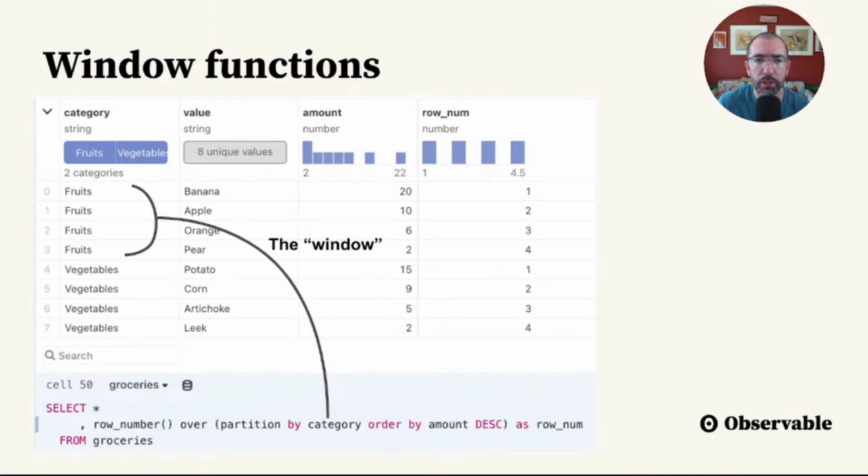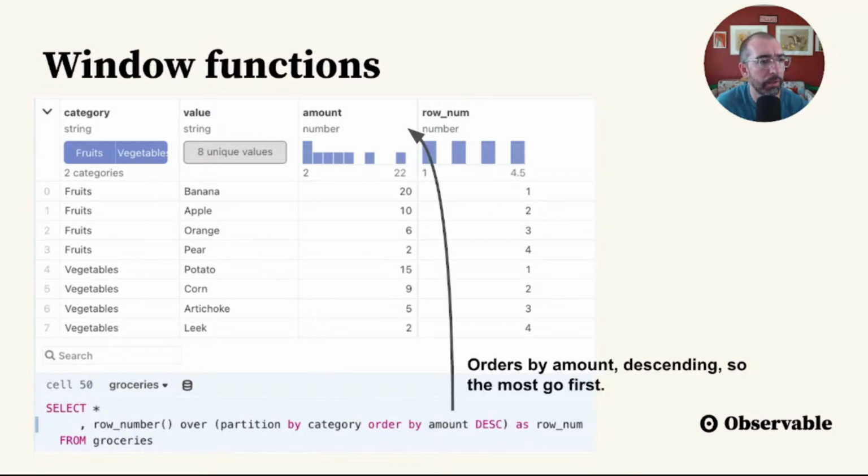So again, here, just a little emphasis with some diagrams. You're going to see the window is that grouping there. And then the order by goes by the amount.